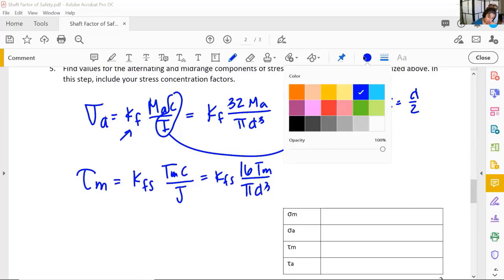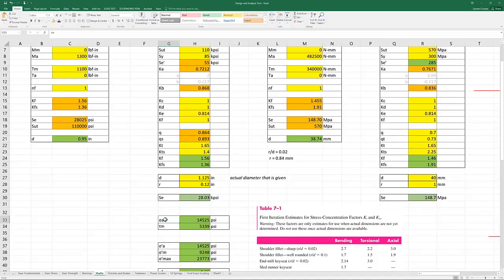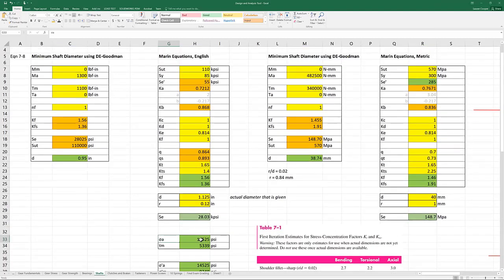All right, so that's a lot of scribbling. What goes in your analysis tool? This goes in your analysis tool, and this goes in your analysis tool. Let me show you. So our alternating bending stress is 14,525 psi, and the inputs for this are KF, and the D of 1.125, and then our MA, so pulling from 3 different spots on my analysis tool. And then the mid-range shear stress, 5,339 psi, and puts our KFS, again, the diameter of the section we're interested in, and then our mid-range torque of 1,100.